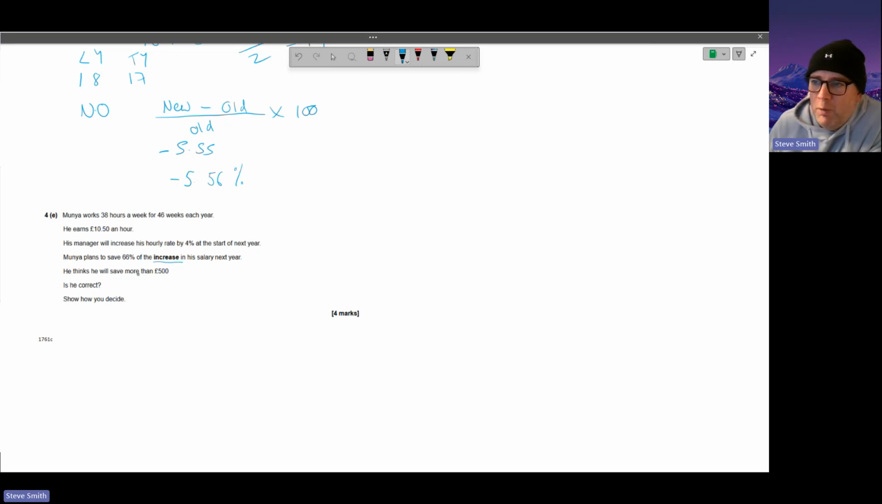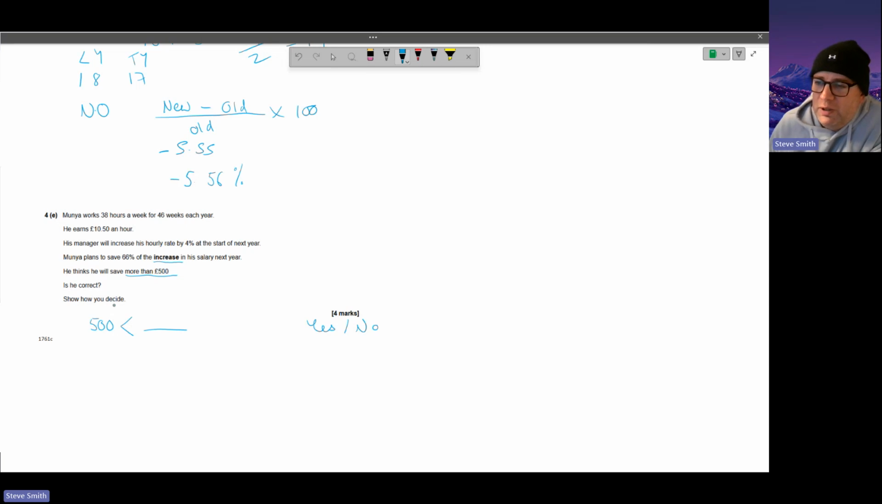He thinks he will save more than 500. So if you think about the crocodile, yeah, more than 500. So we've got 500 this side of the crocodile. The number he wants to save is going to be more than, so the crocodile needs to be in the bigger number. Is he correct? So the fourth mark has to be a yes or a no.